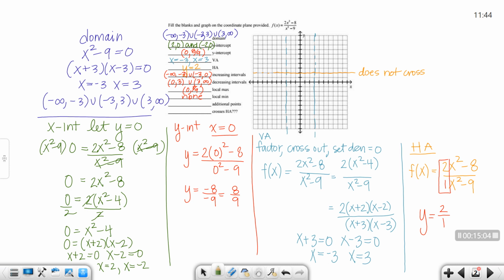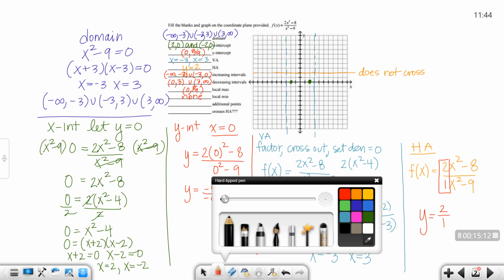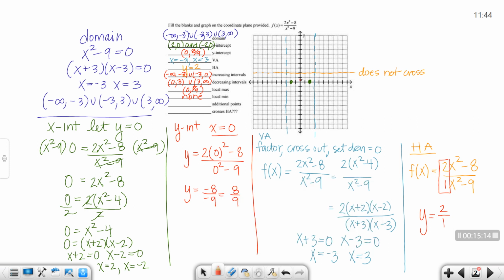Okay, let's see what else we have. I have an x-intercept at (2, 0), and I have an x-intercept at (-2, 0). And I have a y-intercept at (0, 8/9), which I'm going to estimate right there. Now, that looks great, but I don't know what happens on this part of the graph or this part of the graph. So sometimes you have to pick additional points to see what's happening.